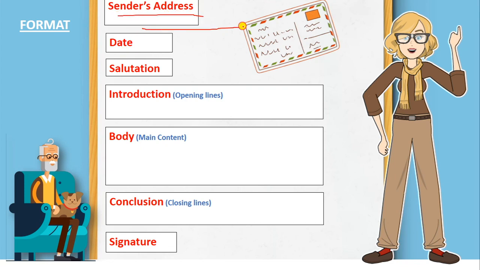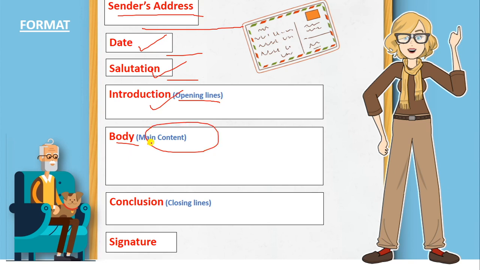You will leave a line, then date, leave a line, salutation, leave a line, introduction. Introduction is basically opening lines, those warm, welcoming lines that you use to connect with your close friend, family, or relative, whoever you are writing to. Then in the body you will write the main content.